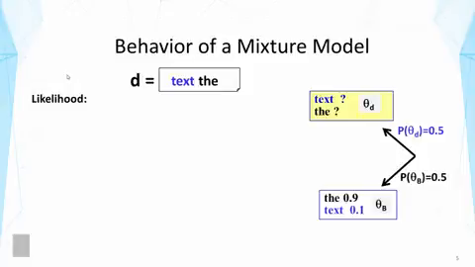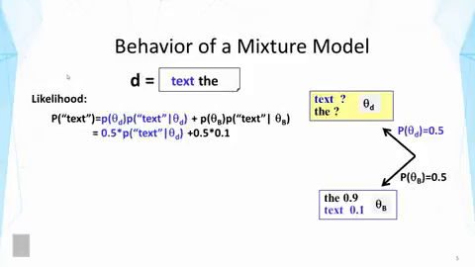So we further assume that the background model gives probability of 0.9 to the word the and 0.1 to text. Now let's also assume that our data is extremely simple. The document has just two words, text and the. So now let's write down the likelihood function in such a case. First, what's the probability of text and what's the probability of the? I hope by this point you will be able to write it down.